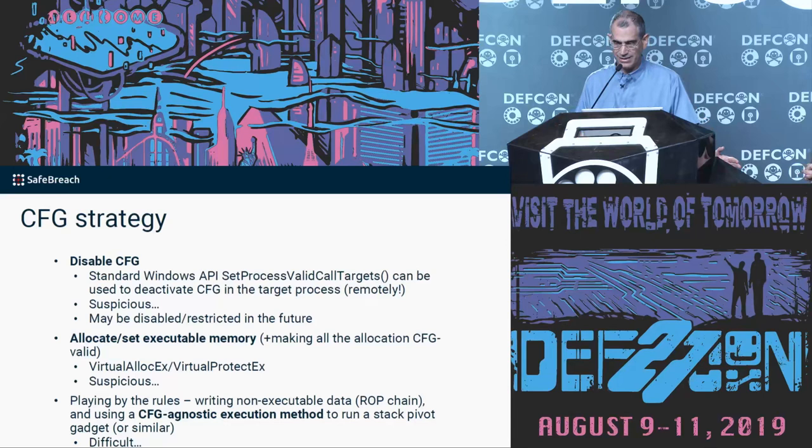We all know what happens next. We just allocated a bunch of executable pages in the target process. Obviously, we know what's going to happen. So this is extremely suspicious. The third option, and I think this is the future of process injection techniques, is to play by the rules, that is writing non-executable data, which can be a ROP chain, and then using a CFG-agnostic execution method to run a stack pivot gadget and start executing the ROP chain. Unfortunately or fortunately, depending on your point of view, only very few execution techniques are CFG agnostic, and I will touch on this subject later in this presentation.